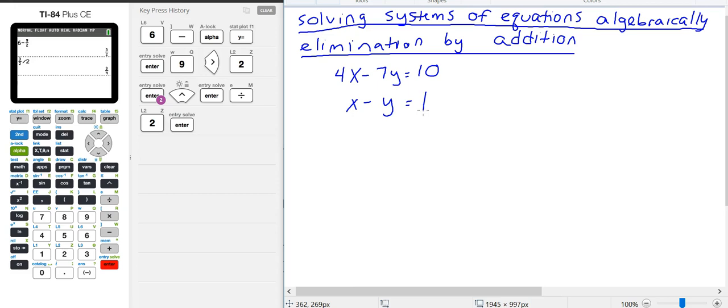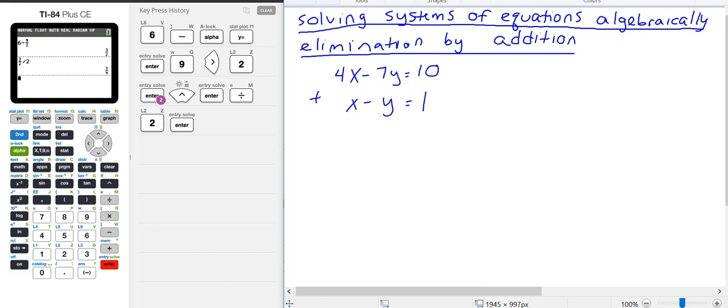But let's say we would add these two equations now. We would have 4x plus x is 5x, negative 7y minus y is negative 8y, and 10 plus 1 is 11. We didn't really accomplish anything when we added these two equations because we're still left with both variables. We still have an x and we still have a y. The point of doing elimination by addition is so we can cancel out one of our variables. So it's not going to work. How can we make it work? We somehow rewrite one of the equations so that it'll cause one of the variables to fall out.